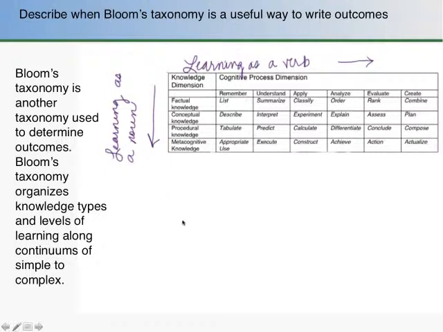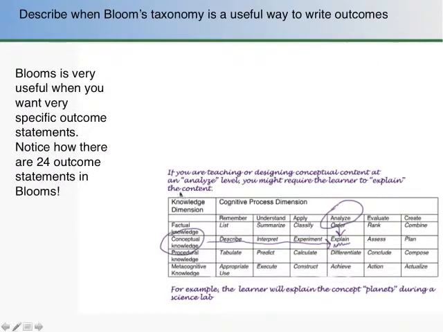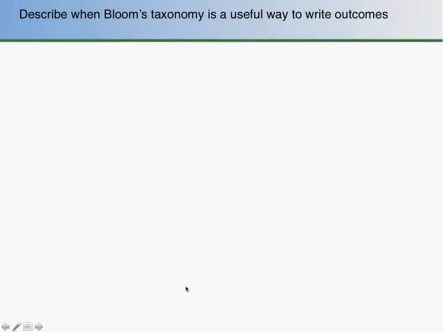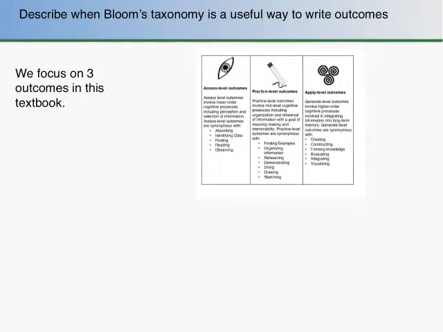Bloom's taxonomy organizes knowledge types. So these are the types of knowledge here. You have factual knowledge, conceptual knowledge, procedural knowledge, metacognitive knowledge, and you also have levels of learning from simple to complex. So learning is a verb going across the columns, and learning as a noun going down the first column. Bloom's is really useful when you want very specific outcome statements. And notice 6 levels of learning times 4 types of content, and you'll end up with 24 outcome statements. We focus on 3 outcomes. Bloom's focuses on 24.